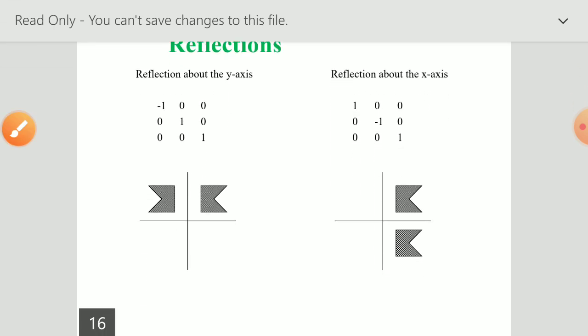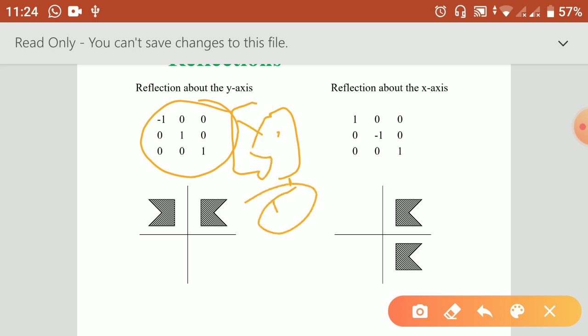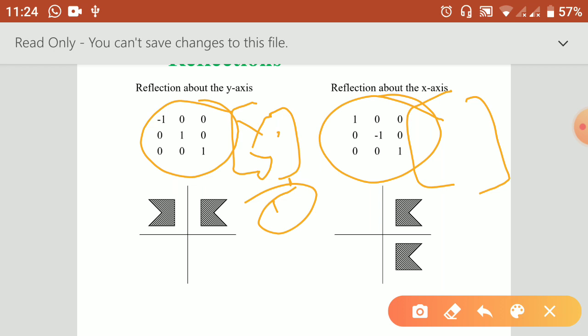Then reflection. For an object's reflection, there are some fixed matrices. If it is asked in the exam that the object is reflected about the y axis, you need to multiply this matrix with all coordinates x1 y1 of the object; this one is fixed. And if it is about the x direction, then this matrix is fixed, and the middle value is -1. So you need to multiply this matrix with the object coordinates.